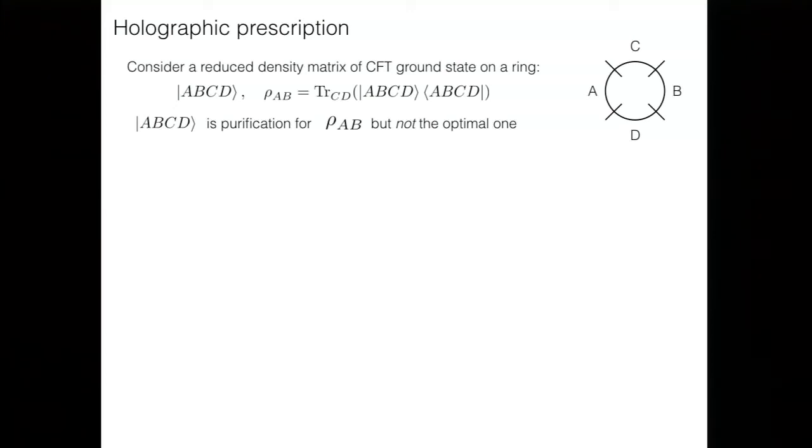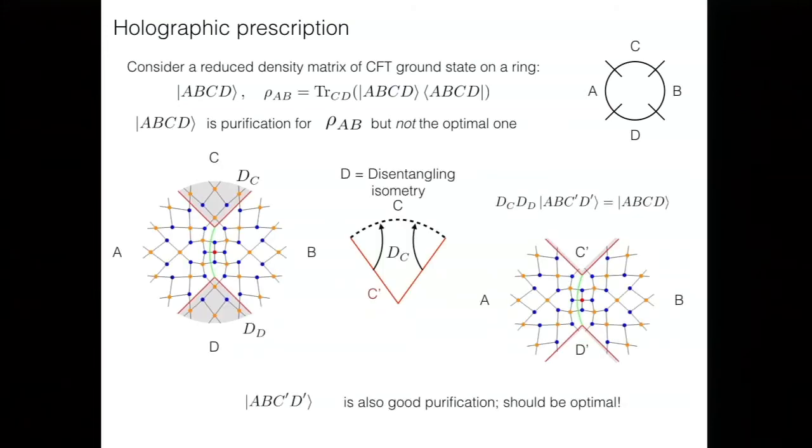Okay, so by definition, the original ground state of the CFT is a valid purification for rho AB, but there's no reason to think it's going to be the optimal one. So what would the picture be for the optimal purification in this case, and hence the entanglement of purification?